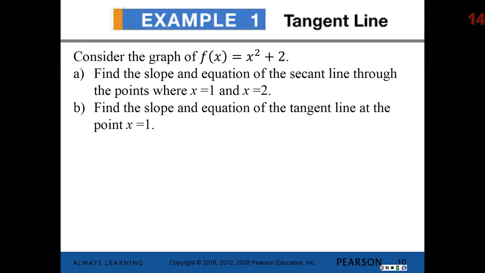So let's look at the graph of f of x equals x squared plus 2. We're going to find the slope in the equation of the secant line through the points x1 and x2, where x1 is equal to 1. I don't know if it works out to be the same or not.